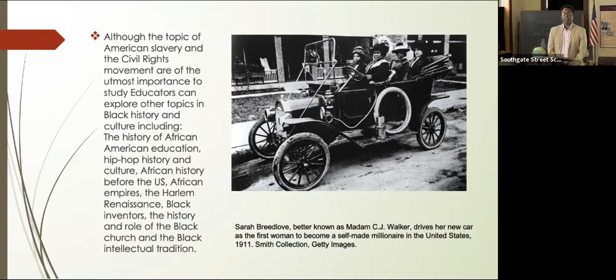And here you have an image to your right of Madam C.J. Walker, Sarah Breedlove, better known as Madam C.J. Walker. She drives her new car as the first woman to become a self-made millionaire in the United States, in 1911. This is from the Smith collection, Getty Images. Next slide.